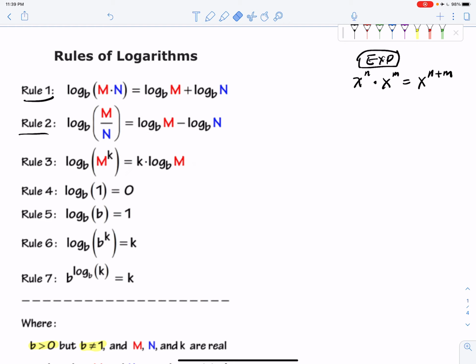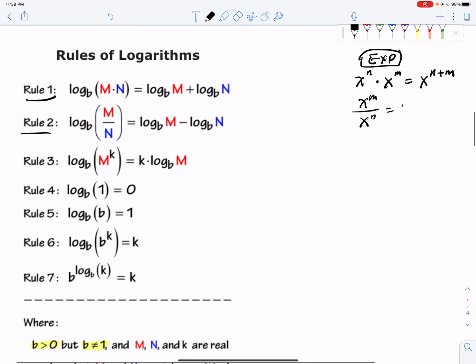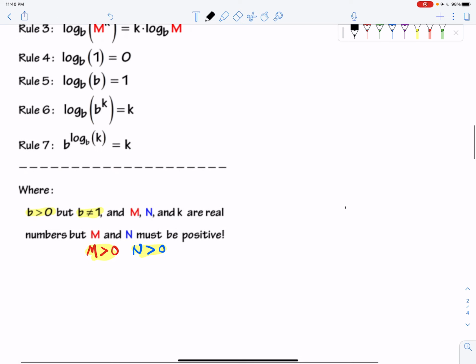And in the exponential world, what would rule number two look like? Well, if we had x to the m divided by x to the n, what do you do with exponents with the same base when you're dividing them? You simply subtract them, m minus n. So you can see there's a similar feel here with the quotient rule for logs. Once again, they're inverses of each other, and so they undo each other, and they have a real close relationship. Like, what are some other inverse operations?